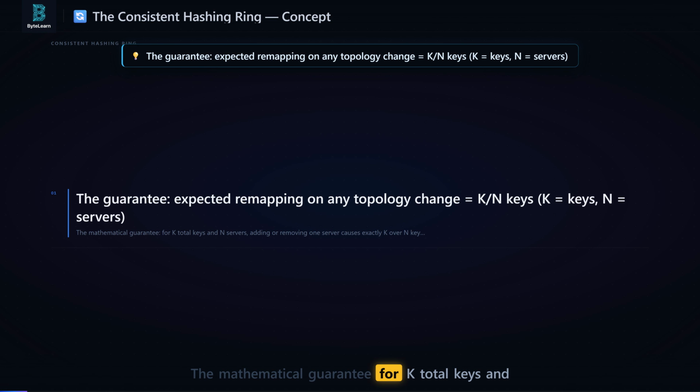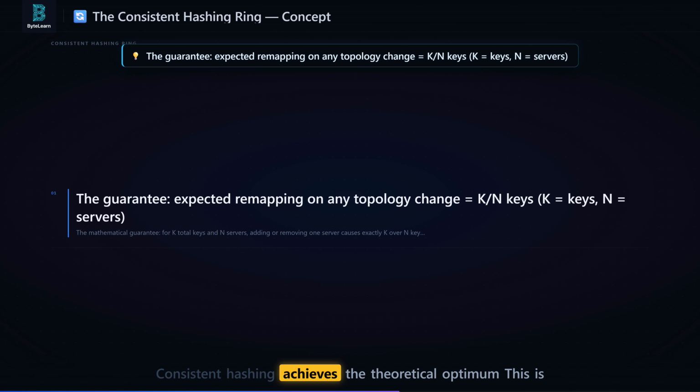The mathematical guarantee: for k total keys and n servers, adding or removing one server causes exactly k over n keys to remap. The theoretical minimum. You cannot do better than this. Any algorithm that remaps fewer keys would have to put some keys on the wrong server. Consistent hashing achieves the theoretical optimum. This is provable with a simple argument. Each server owns 1 over n of the ring on average, so adding one server claims 1 over n of the total key space from its predecessor.